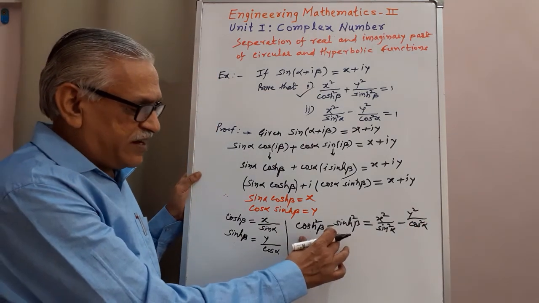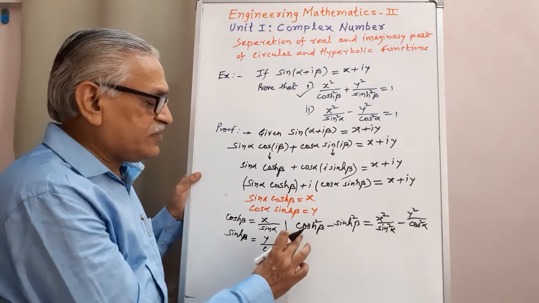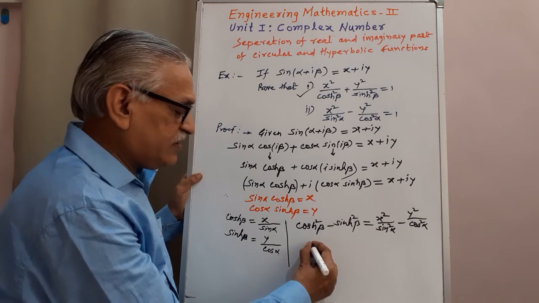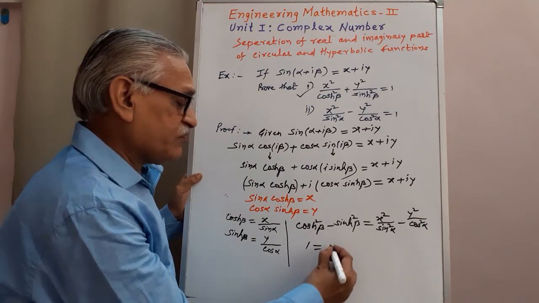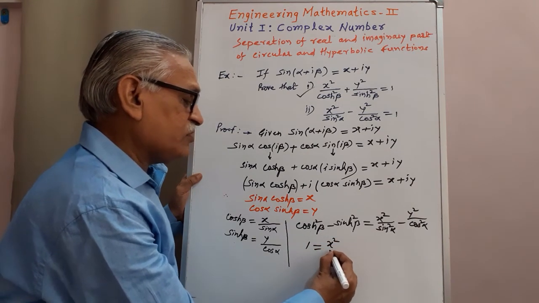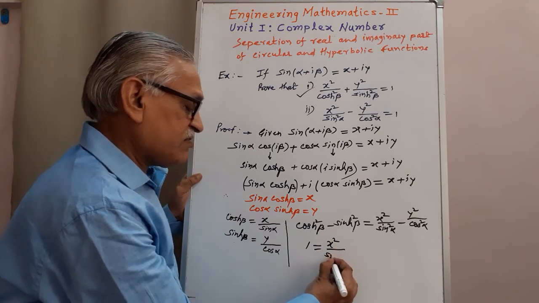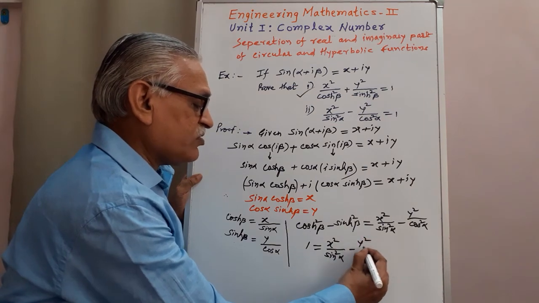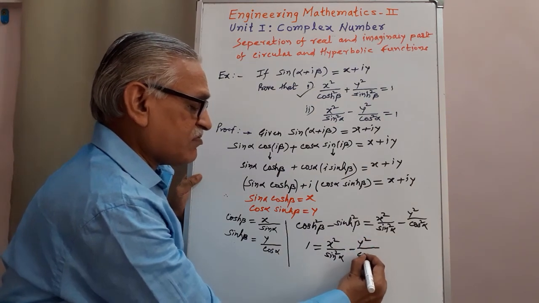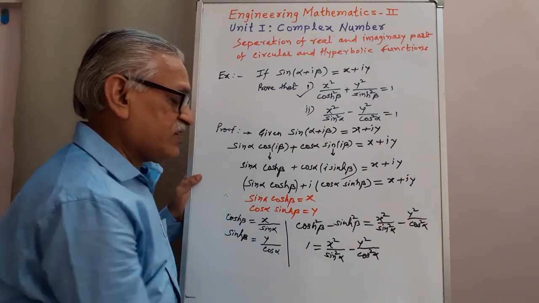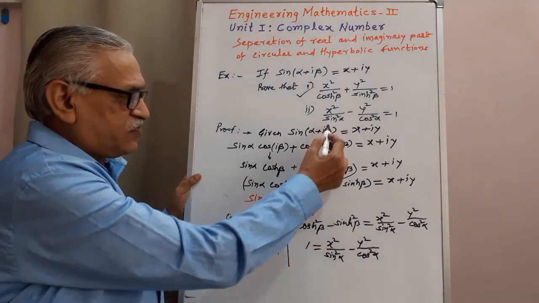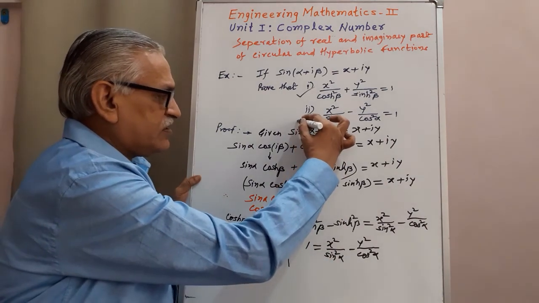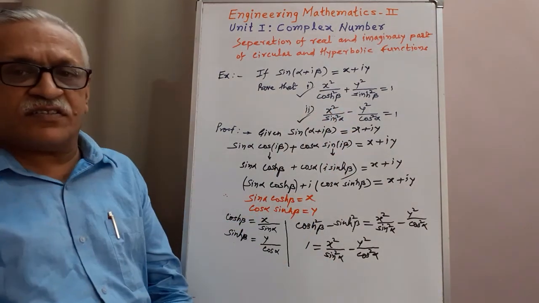But standard formula for hyperbolic function, we know that cosh square beta minus sinh square beta is 1, and therefore 1 is equal to x square upon sin square alpha minus y square upon cos square alpha, therefore we get this x square upon sin square alpha minus y square upon cos square alpha is equal to 1, a required second result.